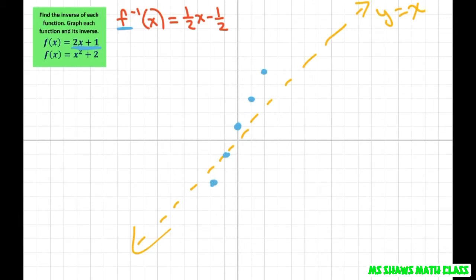So let's kind of draw that. And again, this is just a bit of a sketch. Do as best as I can on here. And then let's do the inverse, which is here. Y-intercept is negative 1/2, and then your slope is 1/2. So you go up 1 over 2, down 1 over 2. So we'll sketch that.